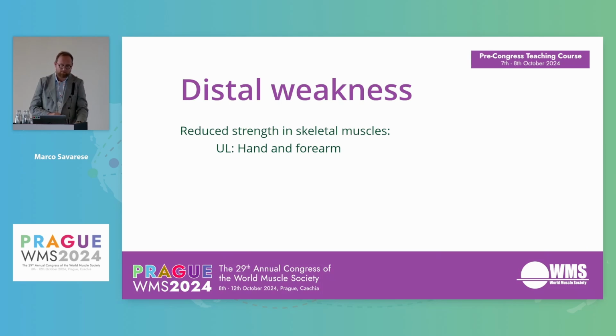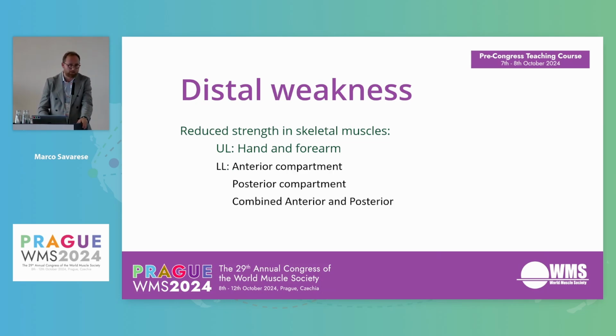So the distal weakness is defined, of course, as a reduced strength in skeletal muscles, for example, in the upper limbs, which means hands and forearms, which means also that the patients will come to your department complaining about some daily activities that he or she cannot really do, like opening a jar, zipping, unzipping, buttoning, and so on, or the lower leg, the anterior compartment with frequent falls, tripping, and difficulties in walking or running, the posterior compartment with difficulties in standing on tiptoes, and the combined anterior and posterior weakness with eventually some balance issues.